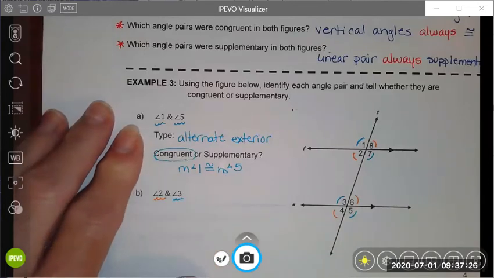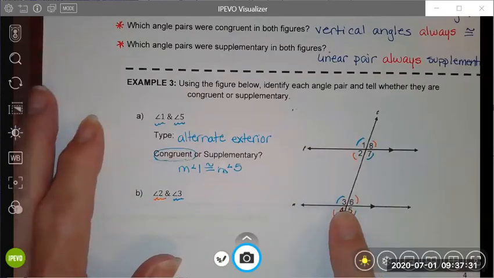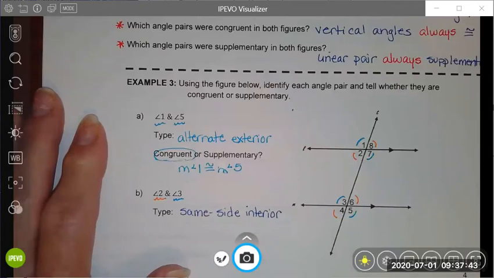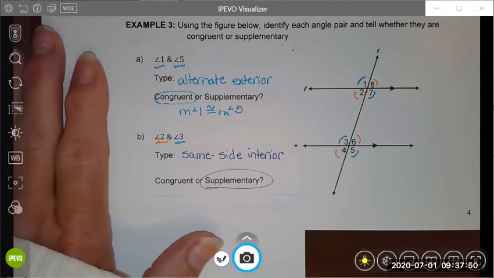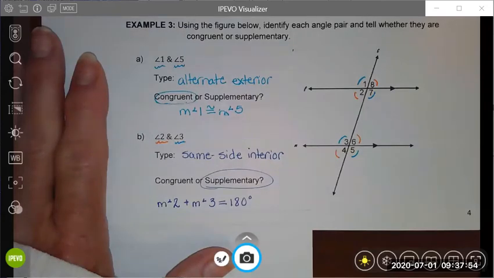I can go through the same process for angle 2 and angle 3. In my head, I ask myself, are they on the same side of the transversal? Yes, they are. And are they both inside the parallel lines? Yes, they are. So they are same side interior angles. And I know from my investigation that same side interior angles are supplementary. And by the definition of supplementary, I know that the two angles will together add up to 180.